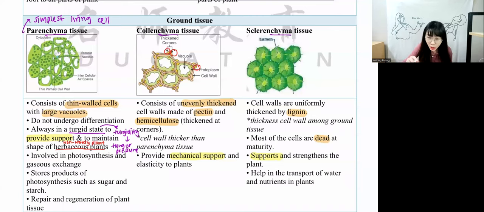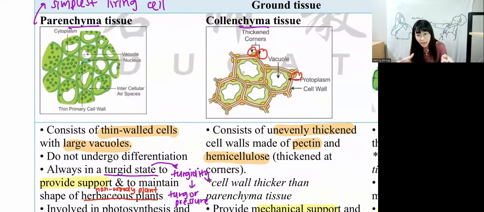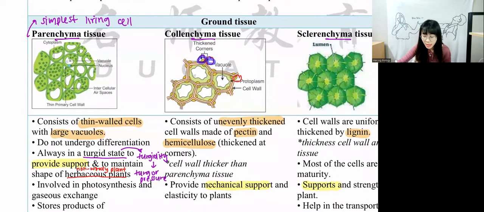For parenchyma tissue, you have to recognize the diagram. When it's round, it has to be parenchyma. When they have larger vacuole and there's a gap in between this area over here, can you see this gap? This is parenchyma tissue. Collenchyma tissue, they have thickened corners. Sclerenchyma tissue looks like a beehive. In exam, they will still ask you to write the name based on the diagram. So we have to recognize the diagram. Based on the diagram, you have to write this is a parenchyma, collenchyma, or sclerenchyma.